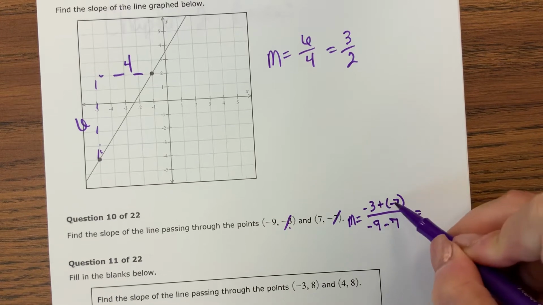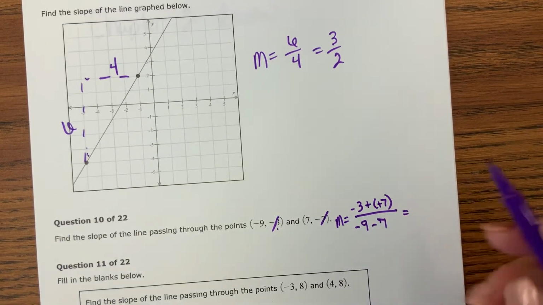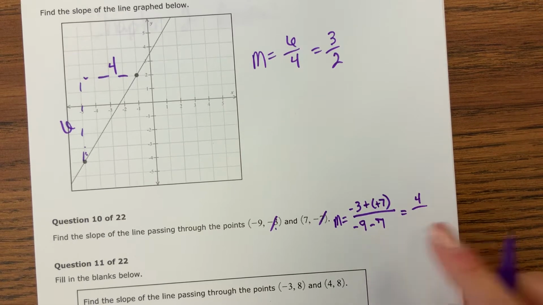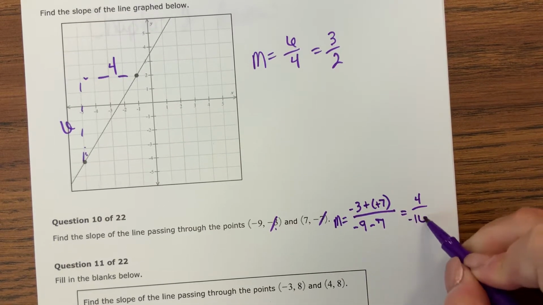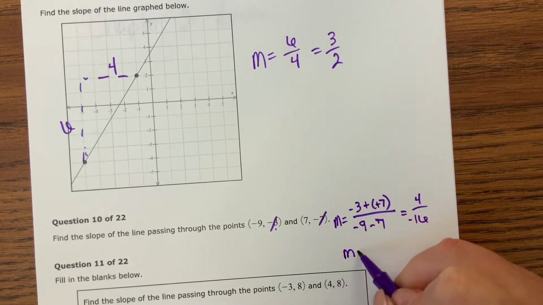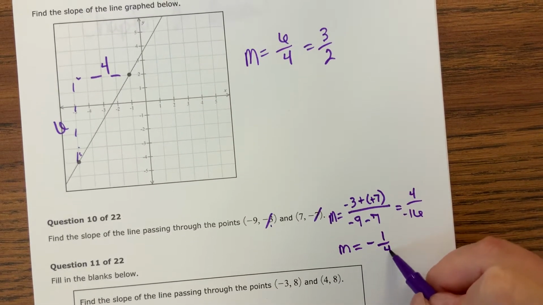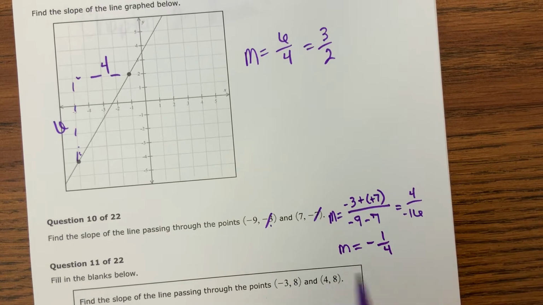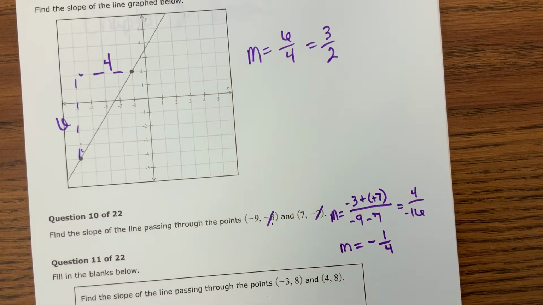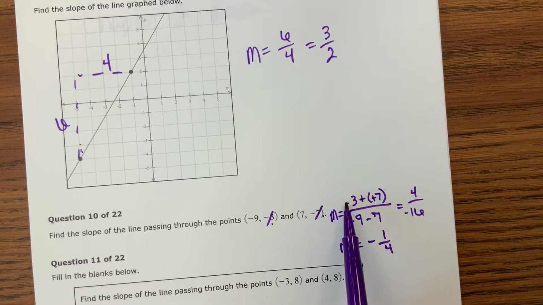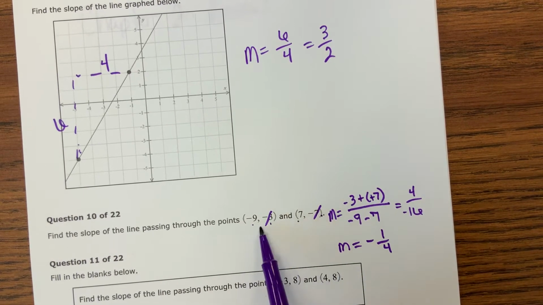Now you do the work. So we're going to cancel those negatives. So -3 plus 7 is 4. -9 minus 7 is -16. And then if we reduce that out, the final slope is -1/4. And that's the slope of those 2 points using the difference of the y's, which is rise, the difference of the x's, which is the run.